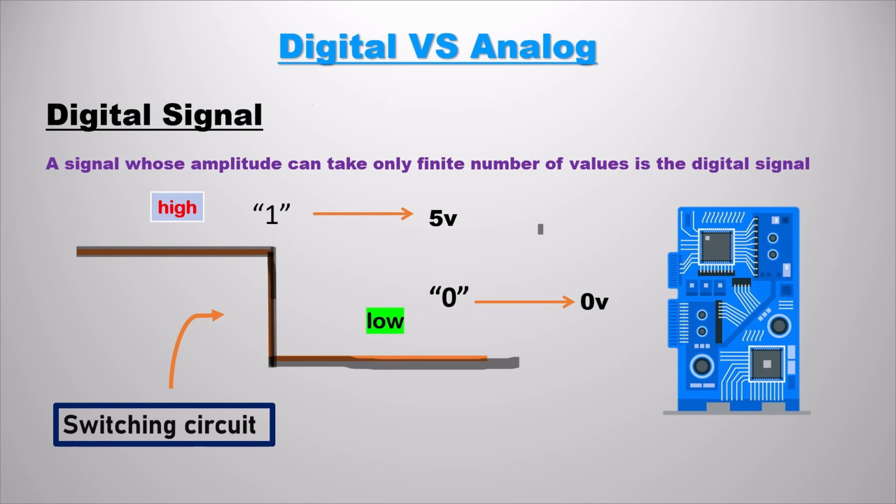As it is switching between only two values, 0 and 1 and 0, that is 0 volt, 5 volt and 0 volt, it is also known as a switching circuit. As you're seeing there, it is switching from 0 to 1 and 1 to 0. So digital circuits are known as switching circuits.